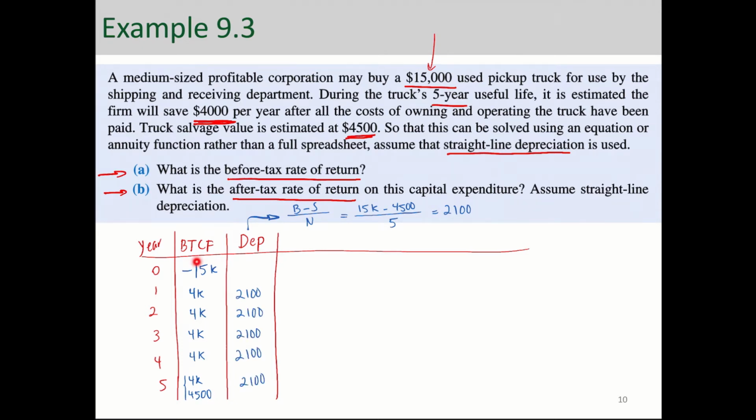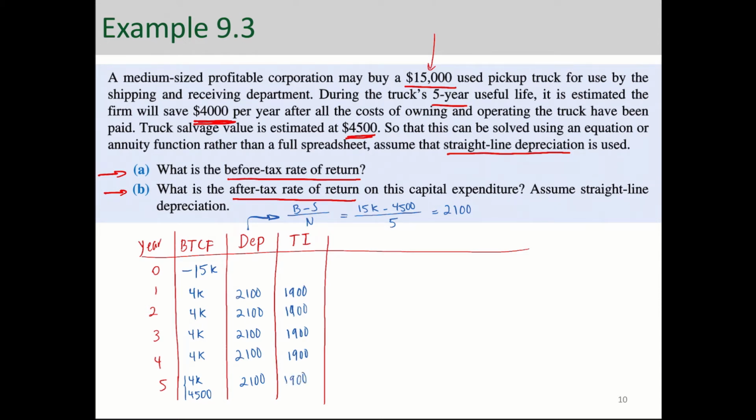Now that we have the before tax cash flow, we have the depreciation. We can deduct the depreciation from the before tax cash flow, and that will be taxable income. So I'm going to call taxable income TI, and we can calculate that by subtracting the 2,100 from 4,000, which will leave us with 1,900. So 1,900 is their taxable income for these 5 years.